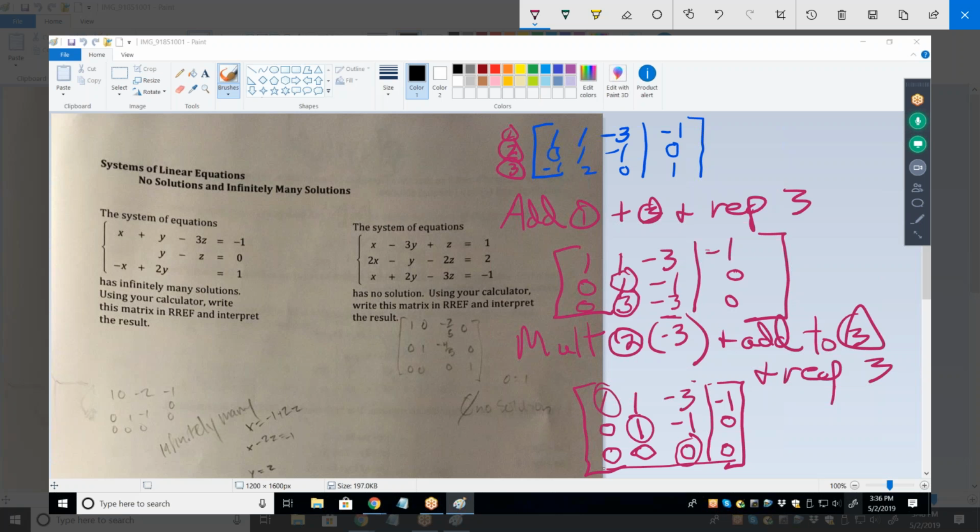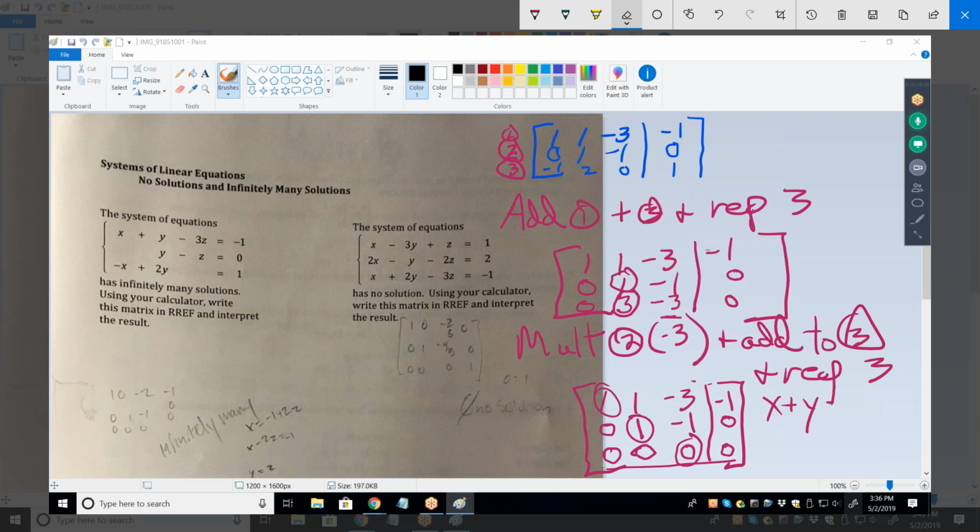If you want the rationale behind that, you get, well, what's x plus y minus, hold on a second, just a second.